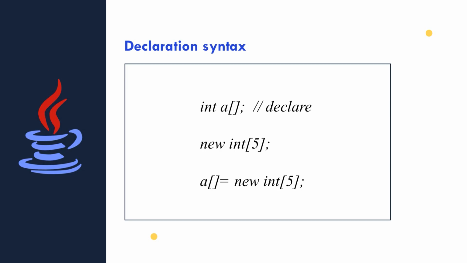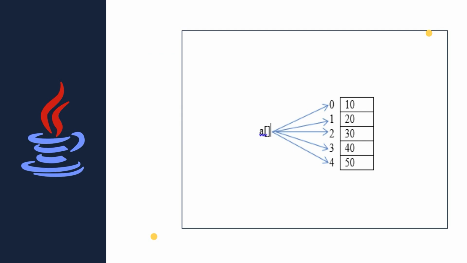We can write it in two ways. First, data type, then square bracket, then variable name. Second, data type, variable name, then square bracket. The square bracket is called the subscript operator. Without the subscript operator, we cannot create an array. For example, suppose we have to declare an integer type of array: int is the data type and a is a variable, then the subscript operator. The variable a is called a reference variable in Java.